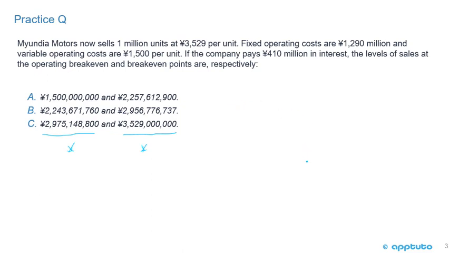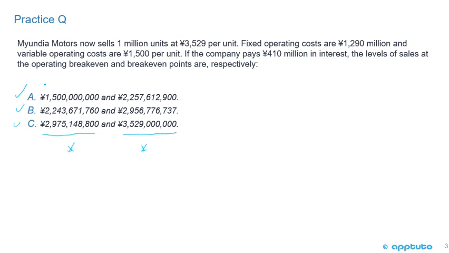So you can see here, India Motors now sells 1 million units at 3,529 yen per unit. Fixed operating costs are 1,290 million yen, and variable operating costs are 1,500 yen per unit. If the company pays 410 million yen in interest, the levels of sales at the operating break-even and break-even points are respectively, and I won't read all these numbers in the interest of time, but they're giving you 3 solutions, A, B, or C.